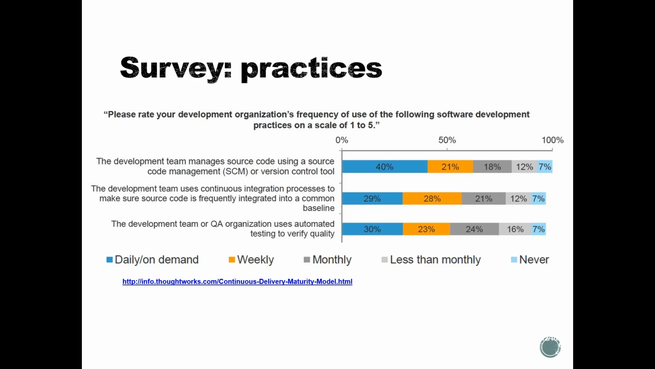Also, the development team or quality assurance organization uses automated testing to verify quality. An even larger percent of organizations say that this is not something that they usually do, or that they never do anything like that. Some organizations don't even have a common baseline, meaning that they don't maintain a version of the software, the long-haul version, which is used as a basis if the current release or set of patches or additions fail. So things aren't that ready.